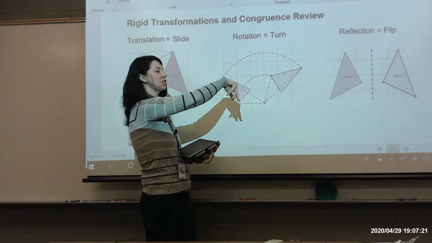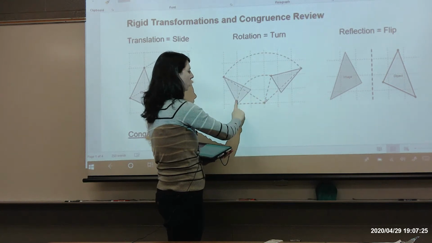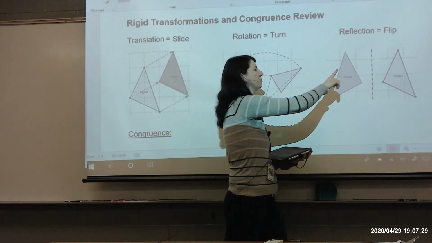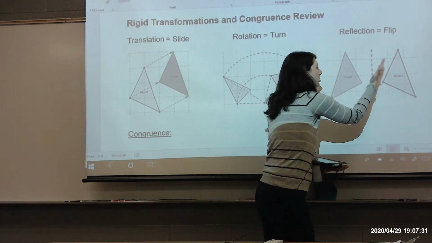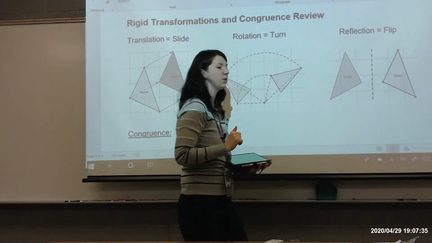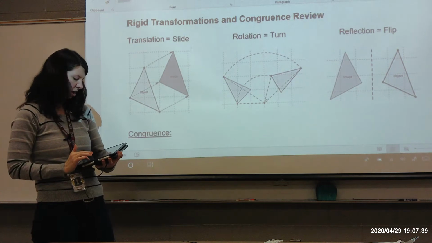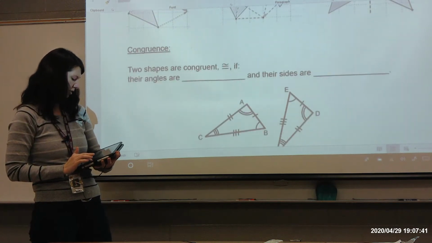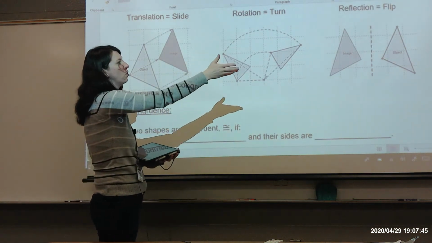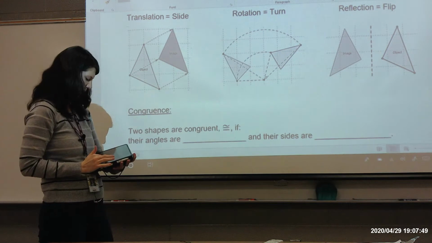A rotation is just like a turn, right? So we can rotate it about a point on the shape or around a separate point. And then a reflection, which is like a flip. So here's our object to our image. Right, so we started here and we ended here. And we flip about a line. We flip across a line. And all of these keep congruence. When we slide, rotate, or reflect, we're not changing the shape at all. We're just changing where it is.